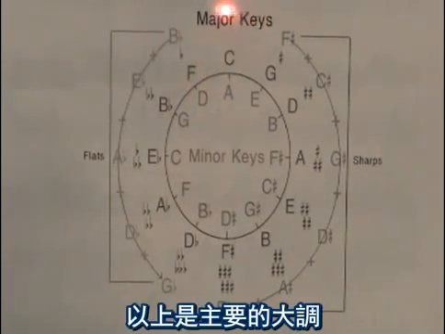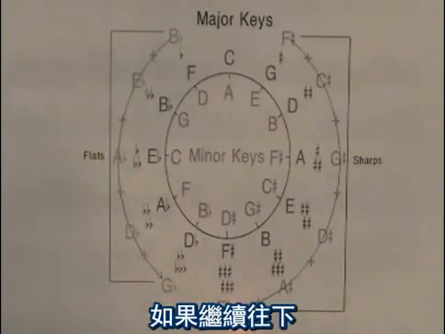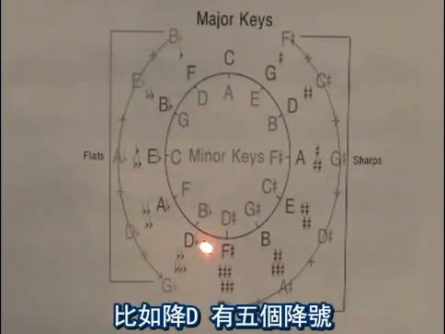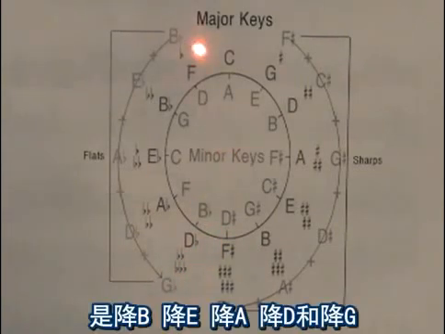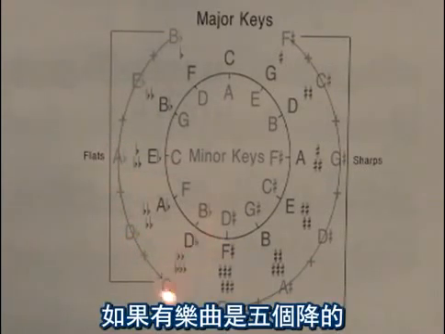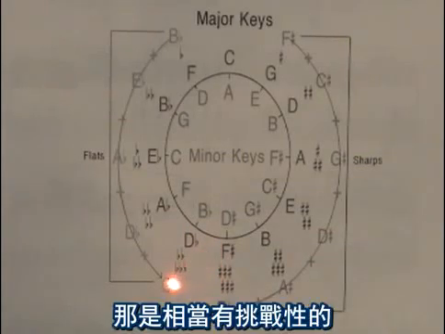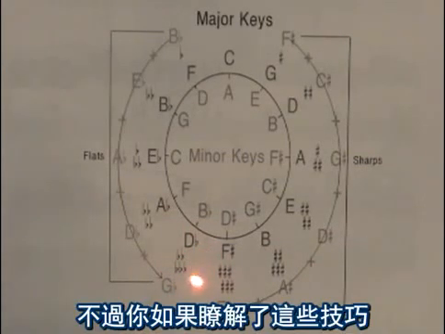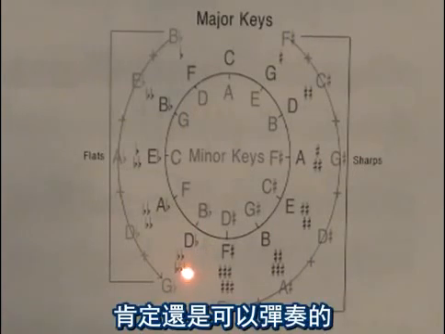Okay, now we have talked about all the major scales. If you keep going down, you notice that where you have D flat major, you're going to have 5 flats. And all the 5 flats are B flat, E flat, A flat, D flat, and G flat. If you have a piece that has 5 flats, that's a little bit challenging to play. But it's still possible to play it if you understand all the techniques.